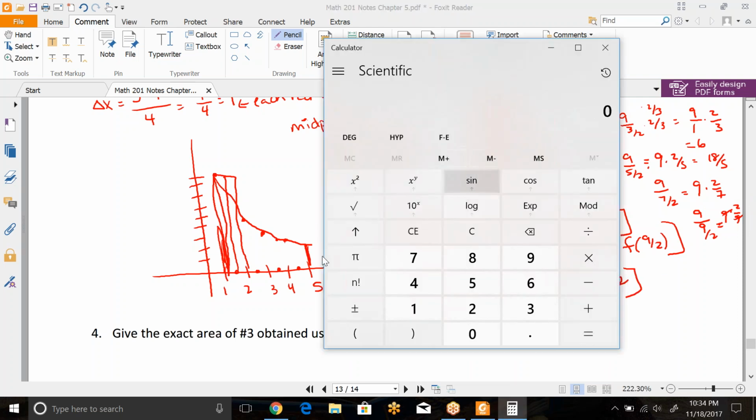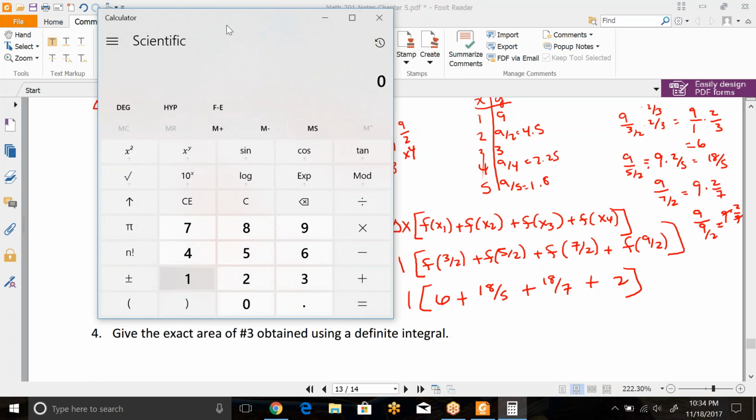So we can get a decimal for these, so you don't have to go crazy with getting a common denominator. I go ahead and do my fractions first. 18 divided by 7 plus parentheses 18 divided by 5. So I've got both my fractions, plus 2 plus 6. And then once you've got them all, you times it by 1, or whatever the delta x is, which in our case is 1. And we get, looks like 14.17.